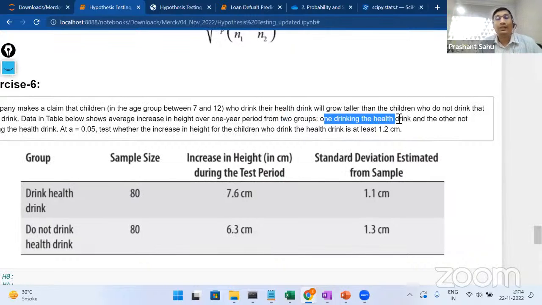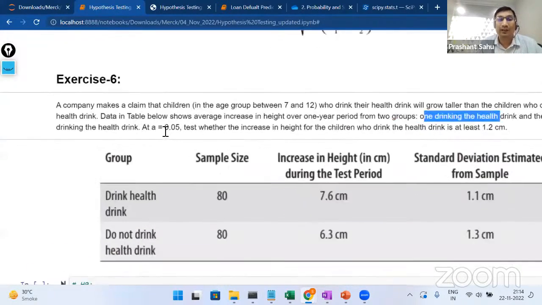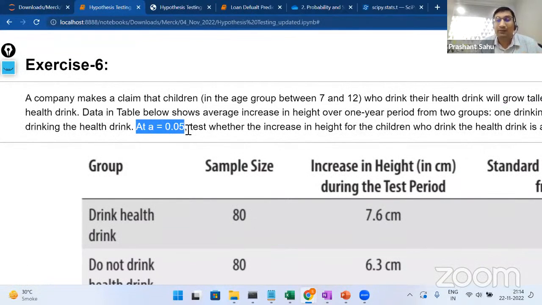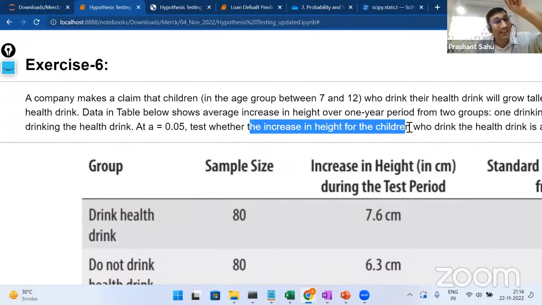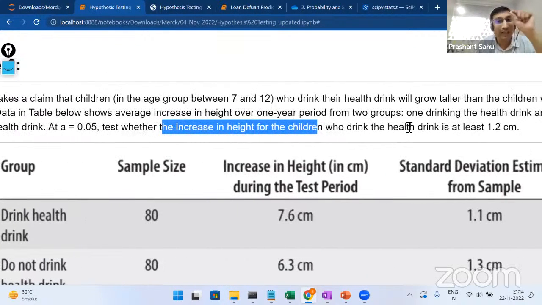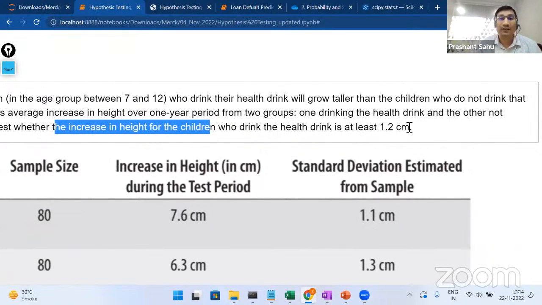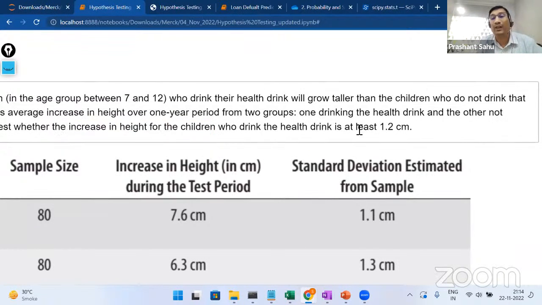So which are the two groups? One group is taking that health drink every day. The other group is not taking the health drink at all for the period of 1 year. Now with the alpha of again 0.05, I have to test whether the increase in height is really statistically significant. Unless that increase is statistically significant, the claim made by the company will be invalidated. Some authority says that the average height of the children taking the health drink has to be more than 1.2 centimeter more than those children who are not taking the health drink. Does that make sense?